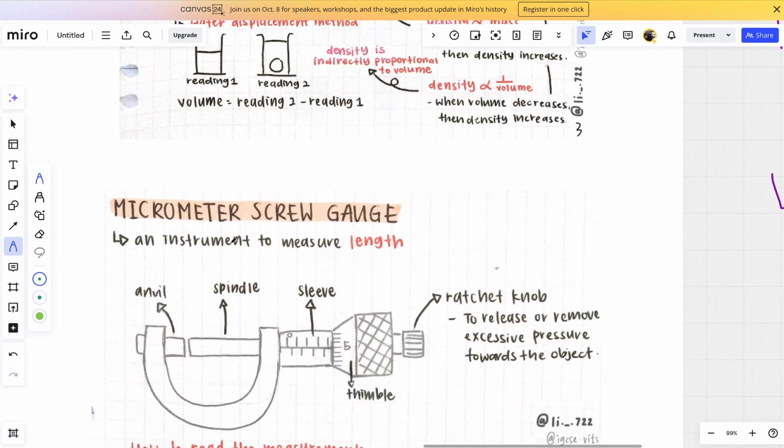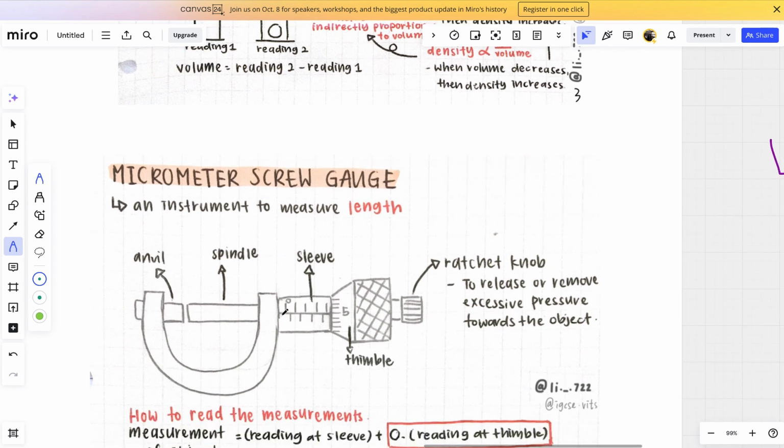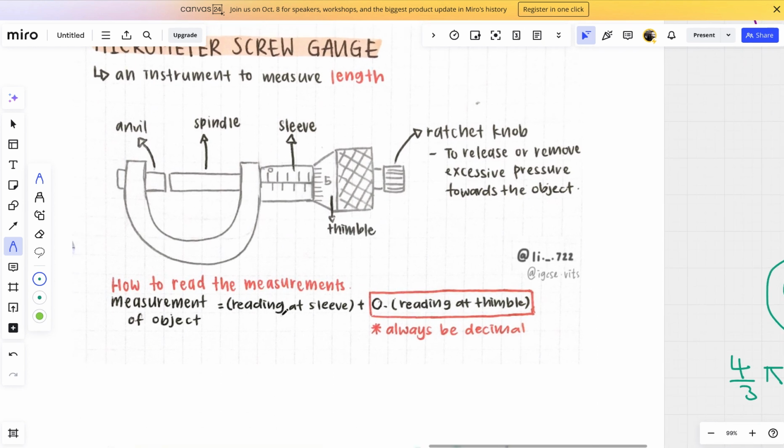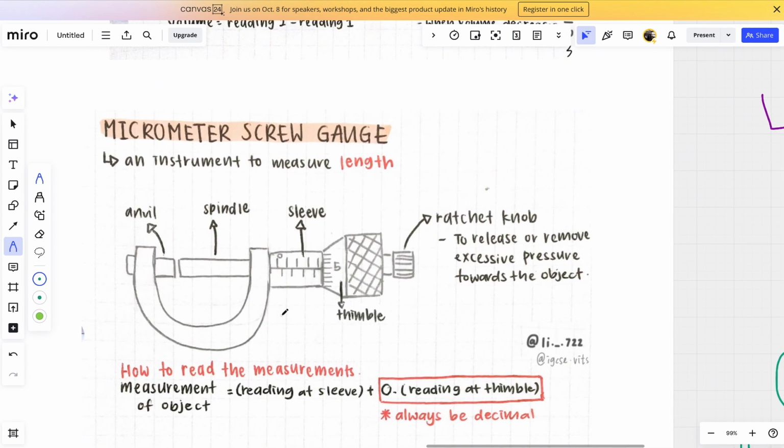Now let's take a look at the micrometer screw gauge. When we talked about measurement of length, we talked about four instruments for measuring length: the measuring tape, meter rule, vernier caliper, and micrometer screw gauge. This is the diagram of a vernier caliper.